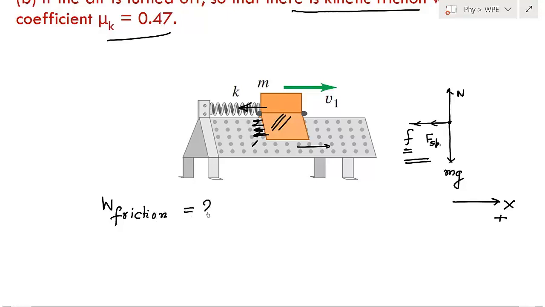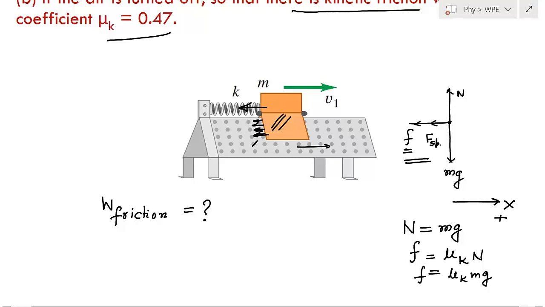How will you calculate this? If you consider the free body diagram and see the vertical equilibrium, I can say N equals mg, because in the vertical direction the normal reaction and mg have to balance each other. You may remember the friction force is nothing but mu k times N, where mu k is the kinetic friction coefficient. So mu k times N, and N is mg, so the friction force is mu k mg.